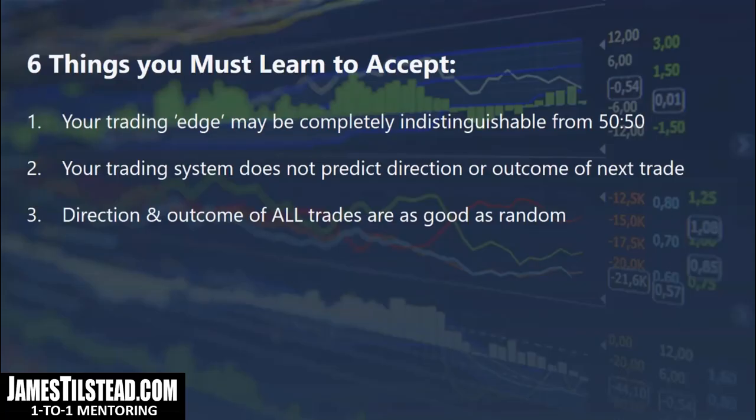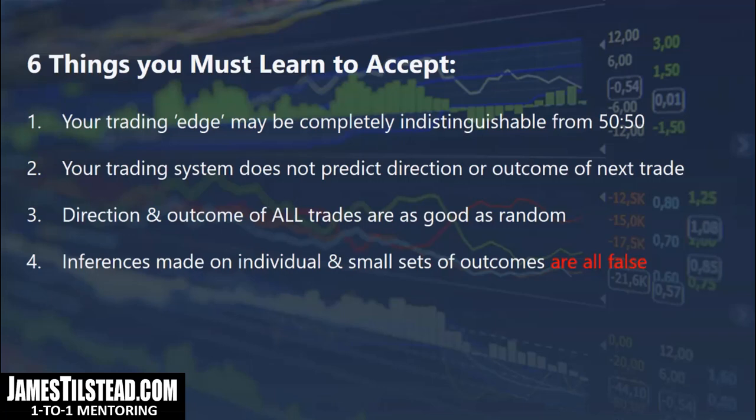Thirdly, the direction and outcome of individual trades are completely random, in the same way that the outcome of even the weighted coin B flips were random. Now, of course, there will be positive expectancy over many trades, but nevertheless, individual outcomes are random. And therefore, inferences made on individual and small sets of outcomes are false. You will make inferences because it's an automatic, effortless system, one process that you can't switch off, but you need the awareness to recognize that the inference is false.